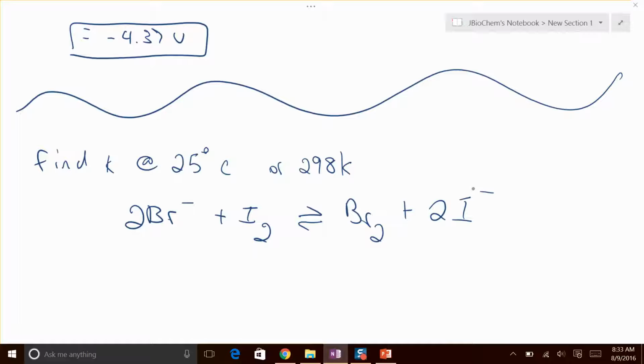Oh, you know what? Now that I think about it, I think I know what I did wrong. I was still doing the cathode minus the anode as the more positive minus the more negative, but it could be reversed. It's reduction minus oxidation. So that's what I was getting wrong. This is oxidized, this is reduced, and the two numbers are right here. That's why I was getting it wrong.